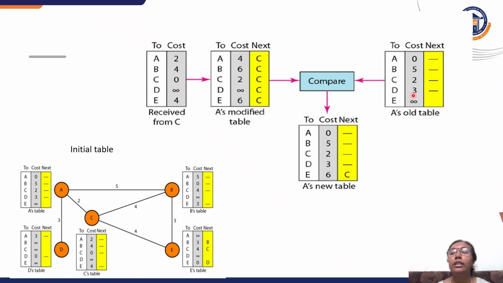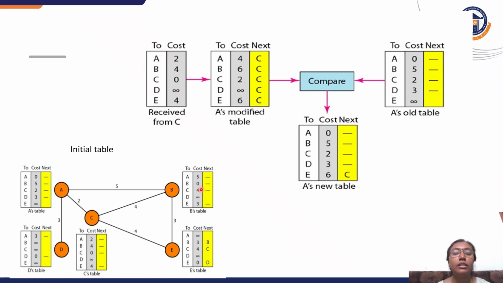A to D is 3, and A to D through C will be infinity, so 3 is the least cost and is taken. A to E is infinity in the old table and 6 through C, so the least cost is 6, through C. It is updated. The third column is updated with the sender, that is through C. So this is the final table for A.